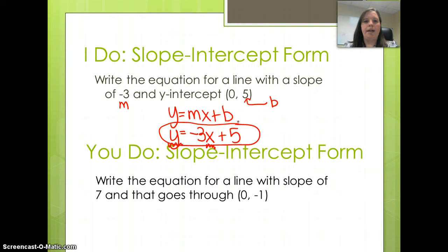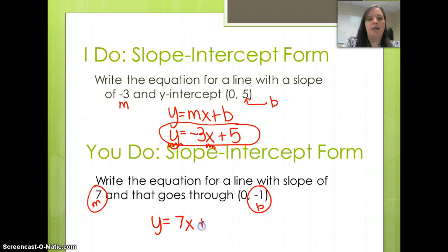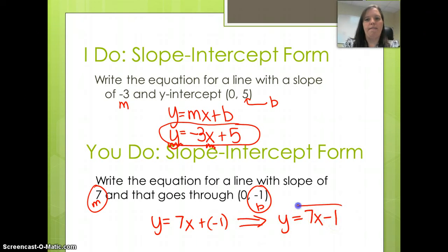Here's one for you to try. Write the equation of a line with slope of 7 that goes through the point 0, negative 1. So if you pause and try it, again, y equals mx plus b, 7 is your m, negative 1 is your b, so we could say y equals 7x plus your b value, or more likely we'd want to write it as y equals 7x minus 1.